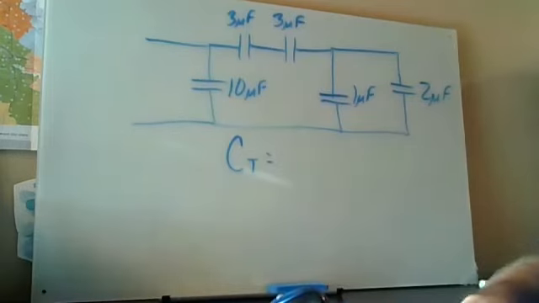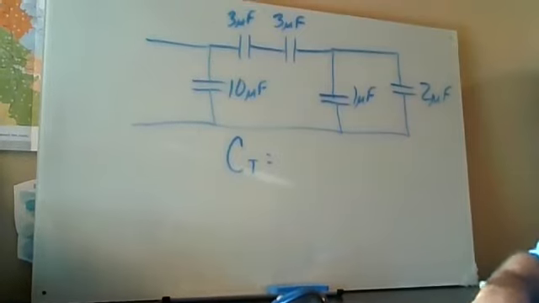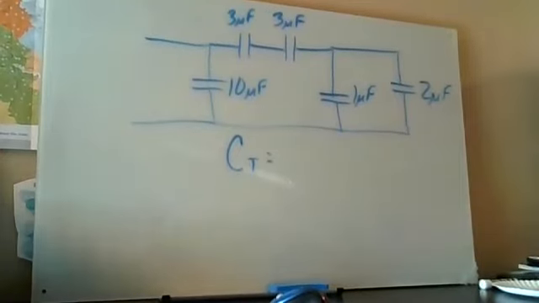All right, so find C total in this circuit. Remember what we learned. Capacitors in parallel act like resistors in series. Capacitors in series act like resistors in parallel.